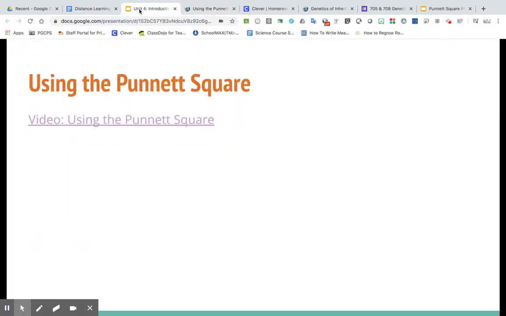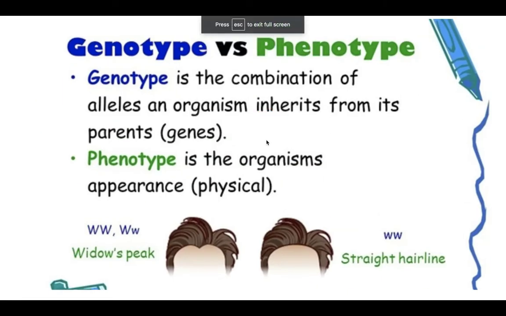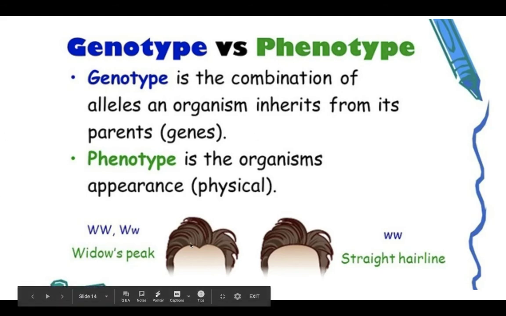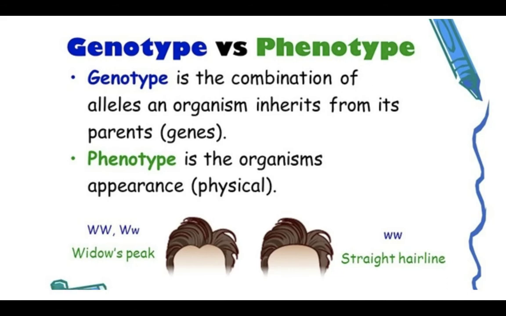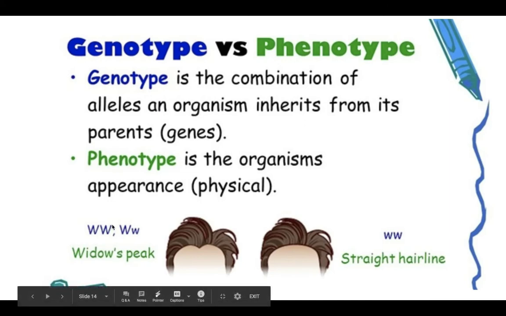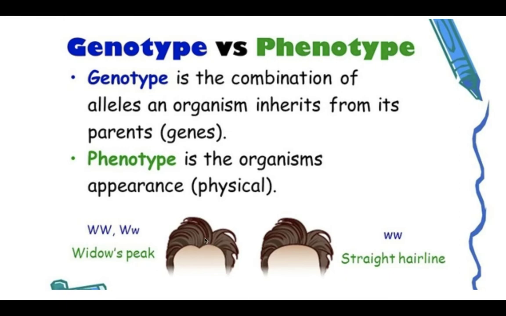Right, so that introduced two new vocabulary words, genotype and phenotype. So it's very important that you understand the difference between these two terms. A genotype is the combination of alleles that an organism inherits from its parents. So the actual genes that it inherits. So in this case, we're looking at the genotype for widow's peak. Widow's peak is a dominant trait. So the capital W represents inheriting the allele for widow's peak.